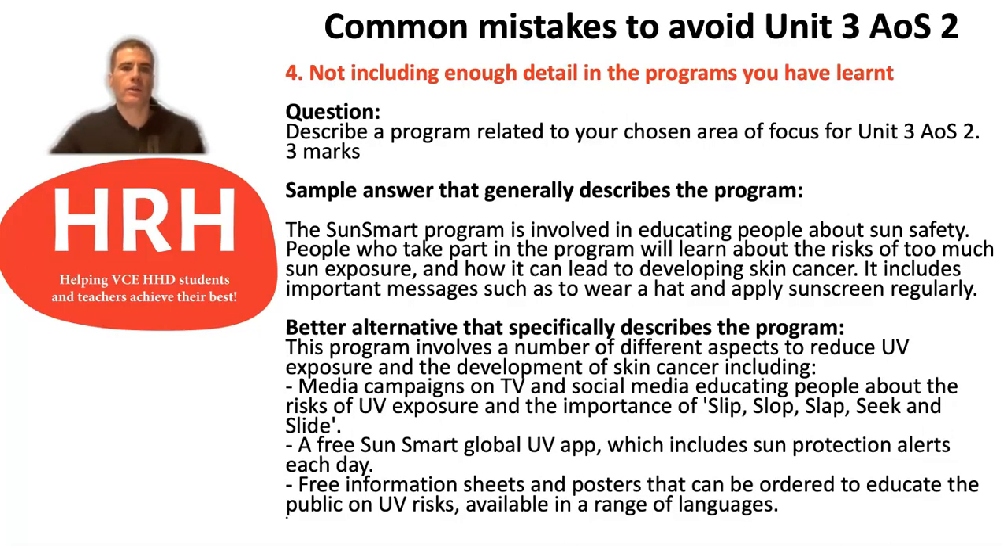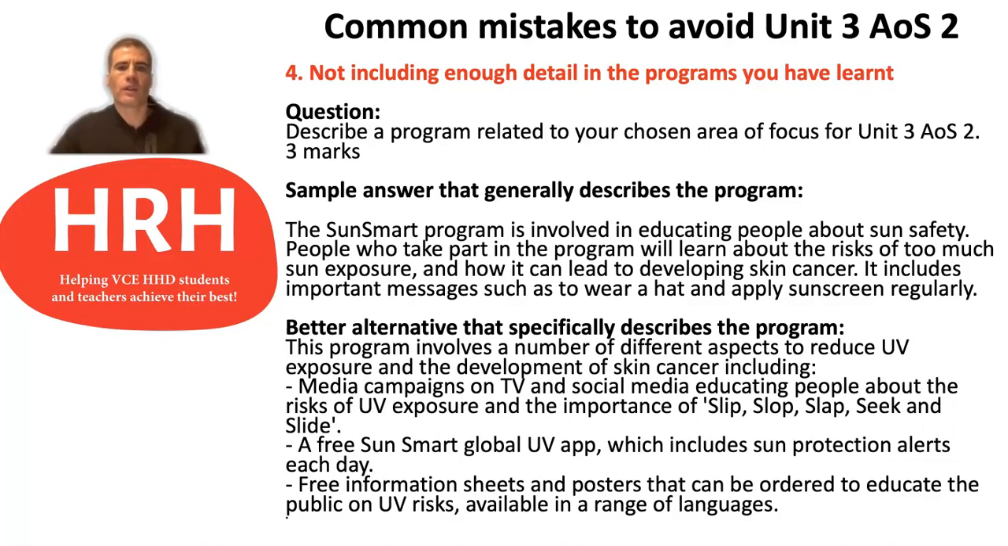And so you can see here this question is asking students to describe a program related to your chosen area of focus for Unit 3 AoS Study 2, and it's worth 3 marks. So the first sample answer there is focusing on the SunSmart program, which was related to skin cancer and sun safety. And so it says there it's involved in educating people about sun safety, and that people who take part in the program will learn about the risks of too much sun exposure and how it can lead to developing skin cancer. And it includes important messages such as to wear a hat and apply sunscreen regularly.